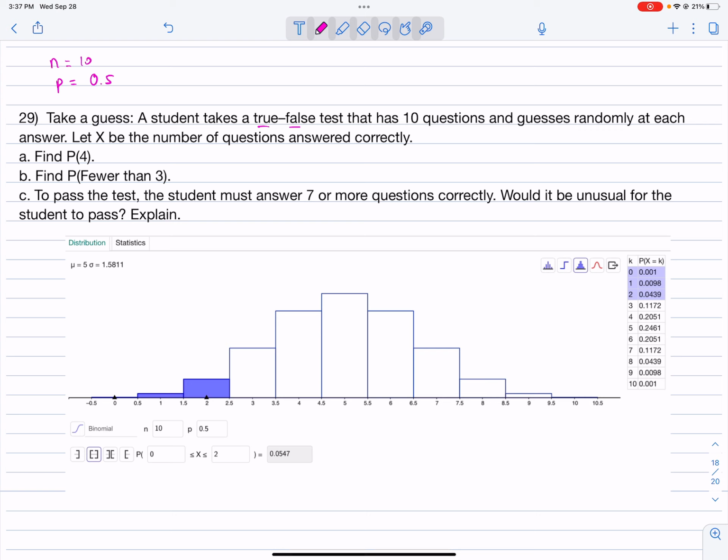Now question A, we want to find the probability of getting 4, that means 4 correct answers. So right here you can see that the answer is 0.2051.